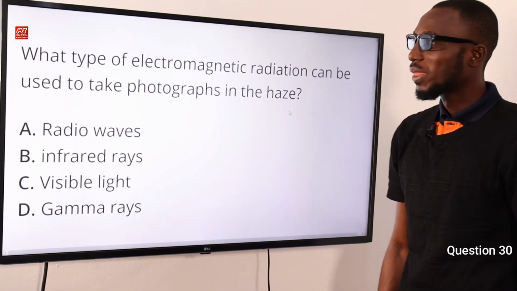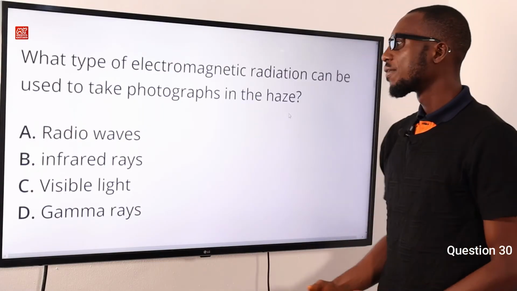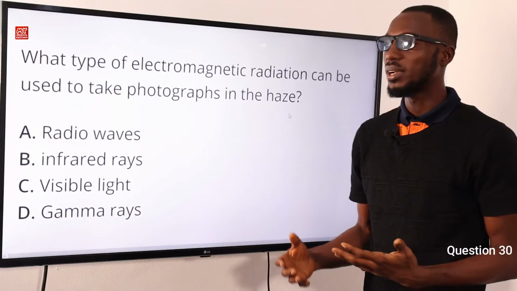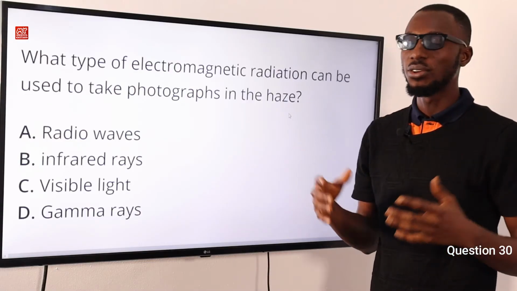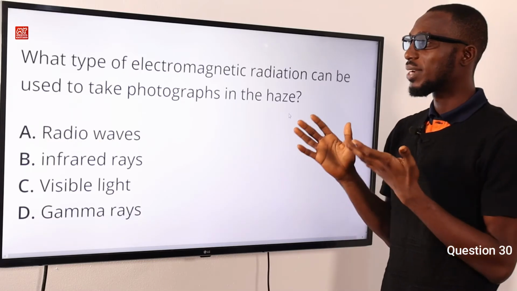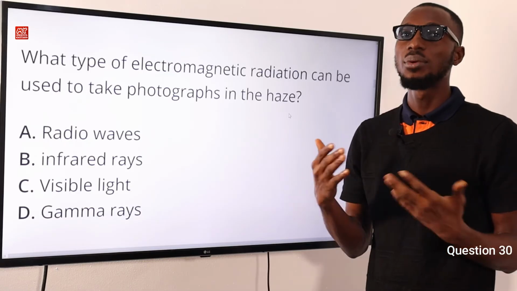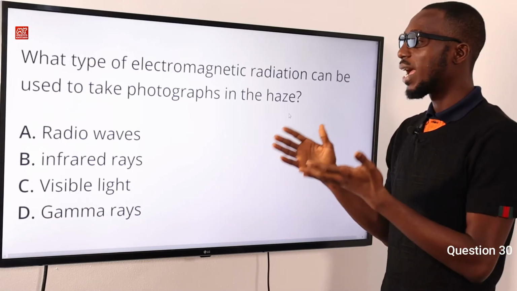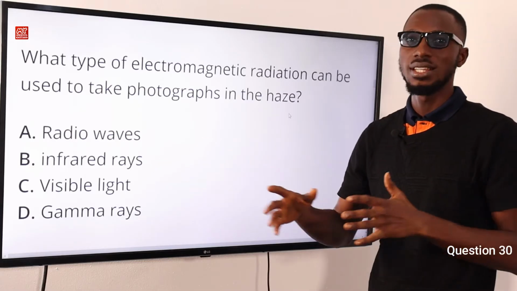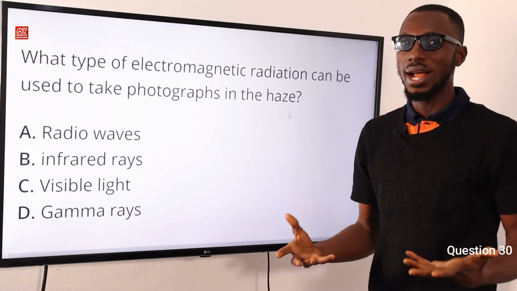Question 30. What type of electromagnetic radiation can be used to take photographs in the haze? You're talking about a kind of misty environment that's quite foggy. So what radiation can you use? That is your infrared rays. It has a longer wavelength compared to light wave. So that is why it is better to use this. In spite of the pollution or the dust present, it can give you a clearer image.